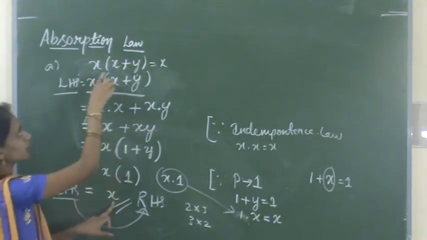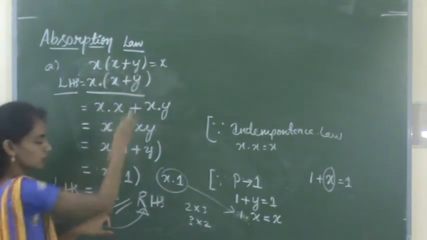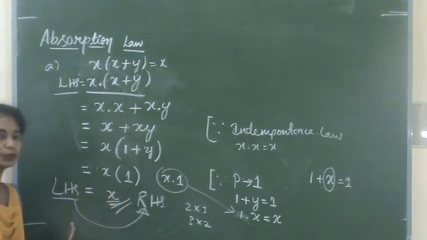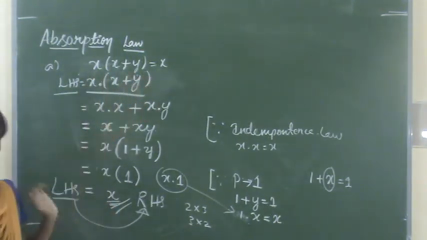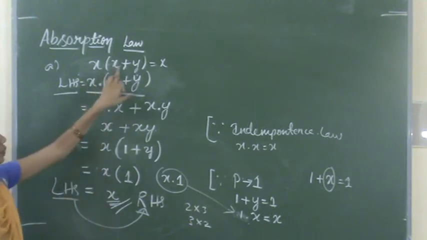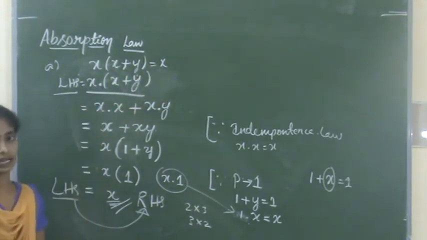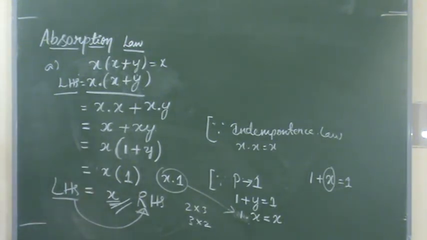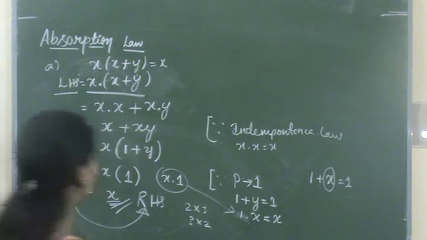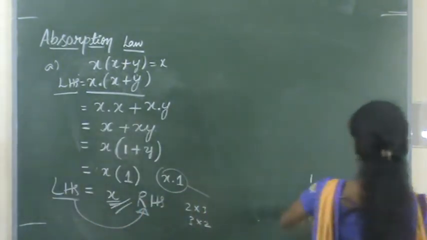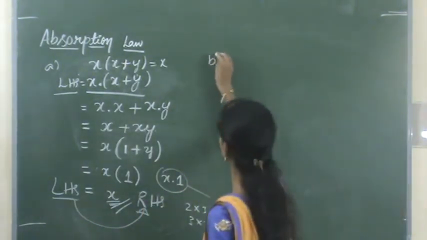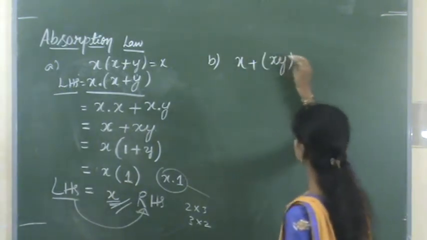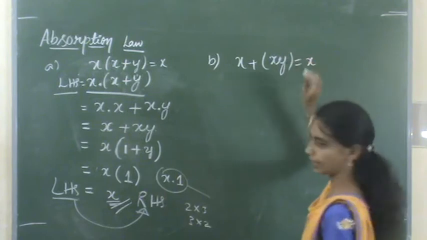So we can prove that the LHS is equal to RHS. We get the RHS result here. Hence, we prove that x into (x plus y) is equal to x. Okay. So likewise, we have another property, the second one, that is x plus x into y is equal to x, right?